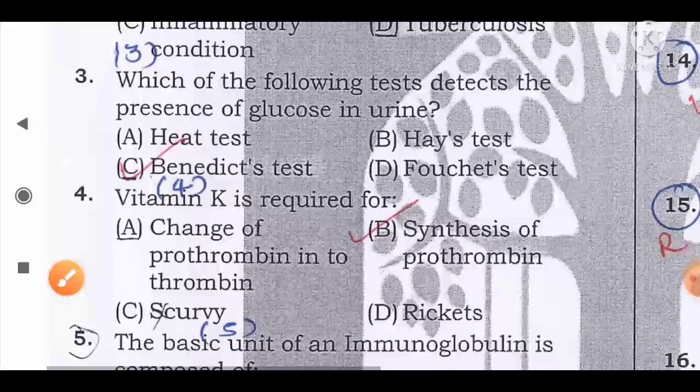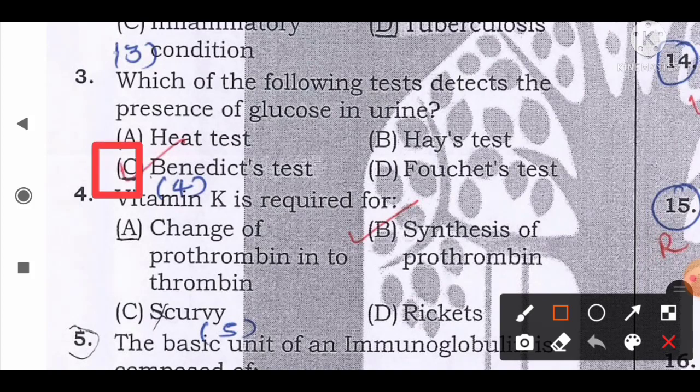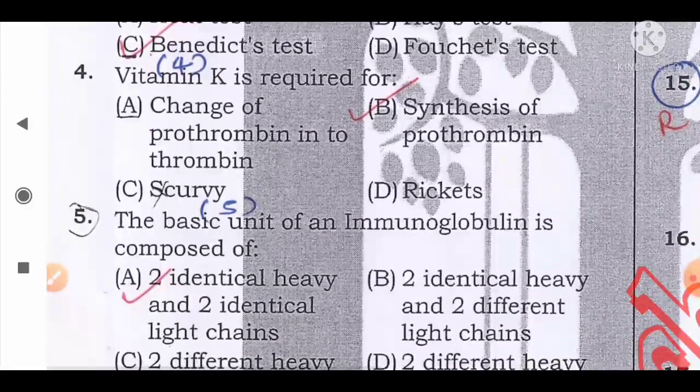Move to the next question, number 3. Which of the following test detects the presence of glucose in urine? Option A, heat test. B, Hayes test. C, Benedict's test. D, Fauchet's test. And the correct answer for this question is option C, Benedict's test is used for the detection or presence of glucose in urine, whereas heat test is used for detection of protein, Hayes test is used for bile salt, and Fauchet's test is used for detection of bilirubin in the urine.